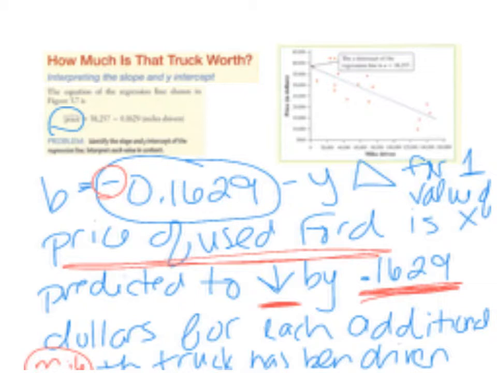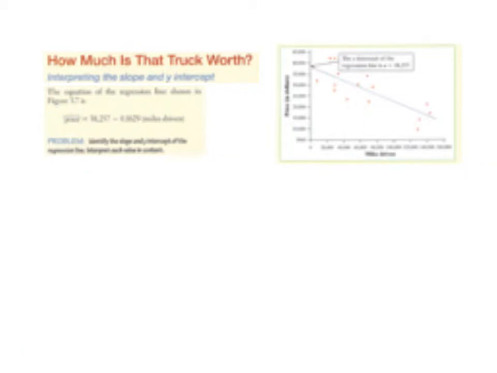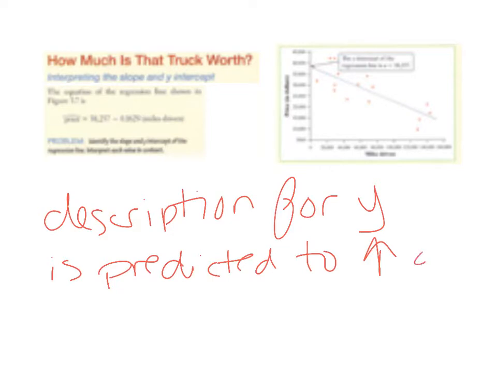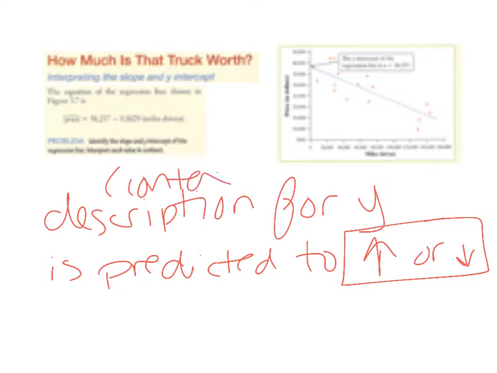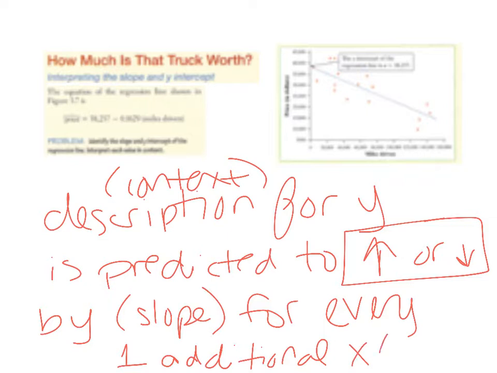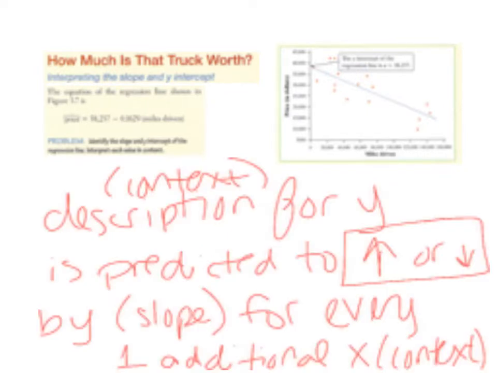So if we want to sentence stem this out, what you're going to start with every time is your description of y. So your context, or your description for y, is predicted to go up or down. You'd have to choose those. Then by, and you put your actual slope value in here, so 0.1629, for every one additional x. And x would need to be in context. Okay, so that's your sentence stem for describing slope.